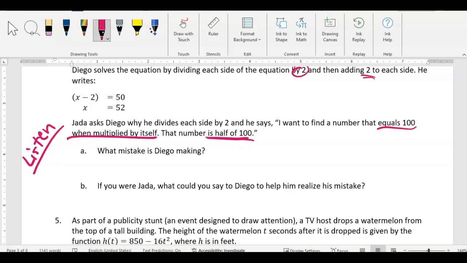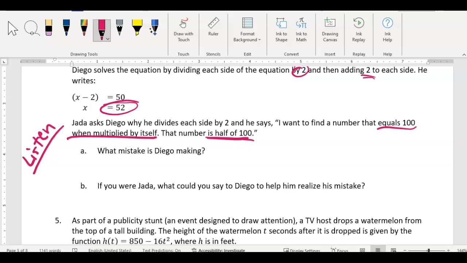And so if I were Jada, what I would say to Diego to help him realize his mistake is, what does he get in this answer? Well, he gets a 52 in this answer. So one thing that you could have him do is plug that into the original equation and see if that works. So you could say plug in x equals 52.